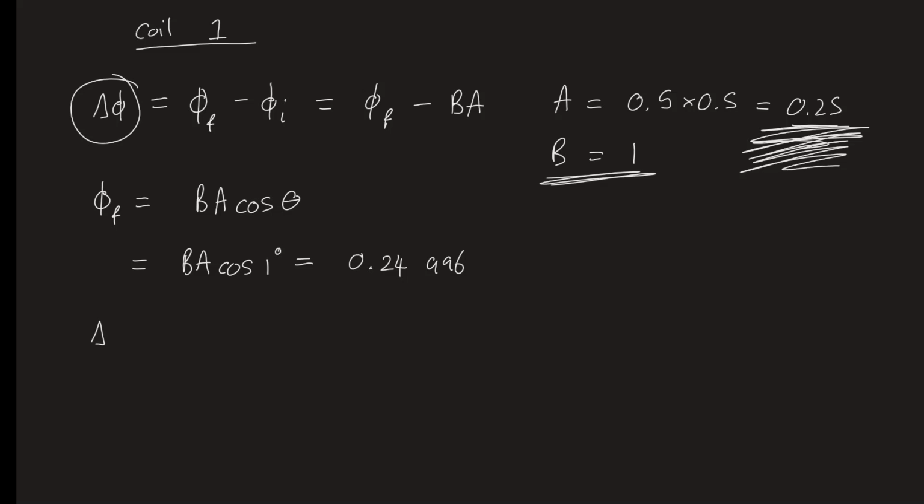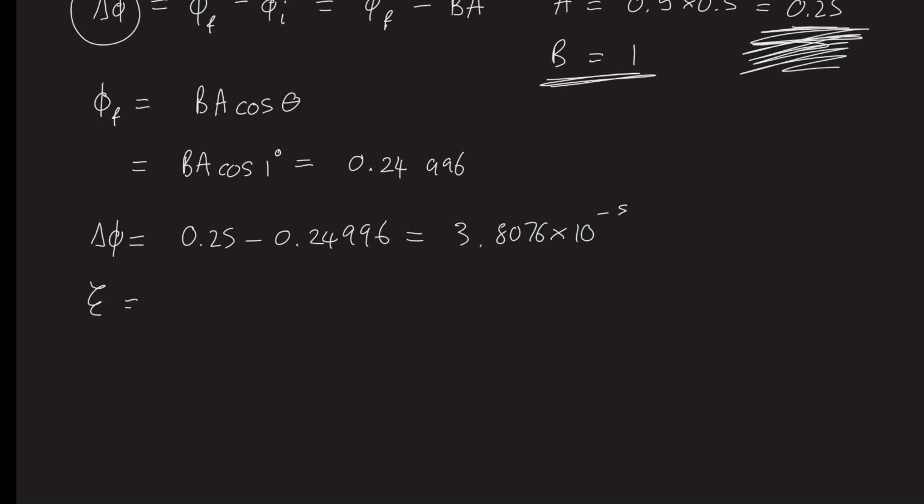Okay, so delta phi is the difference between those. So then we need to subtract 0.24996 from 0.25. As we would expect, it's a small value. We get 3.8076 times 10 to the minus 5.